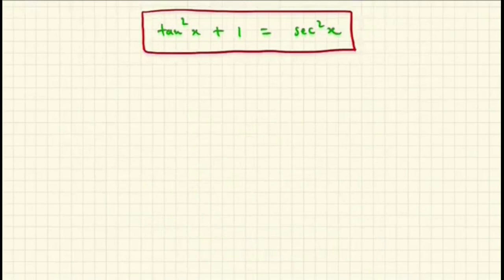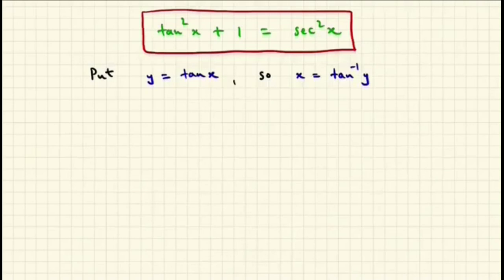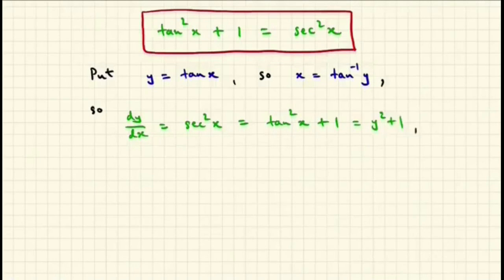Put y equal to tan x so that x equals inverse tan of y. And dy dx is sec squared x from the previous video, which is tan squared x plus 1 from the identity we have just established. And this is just y squared plus 1. Now, we can tip over the derivative upside down using Leibniz notation, which is 1 over y squared plus 1.